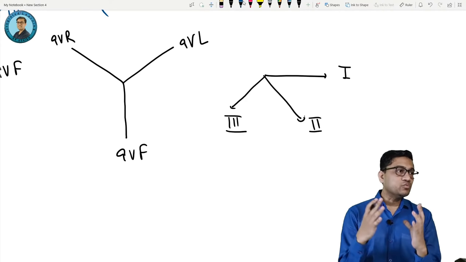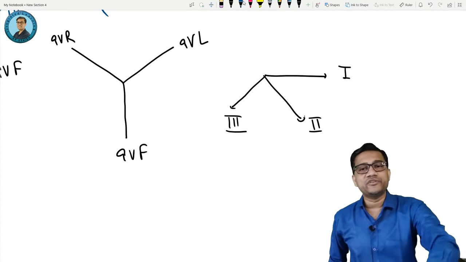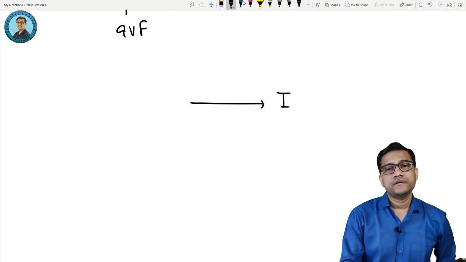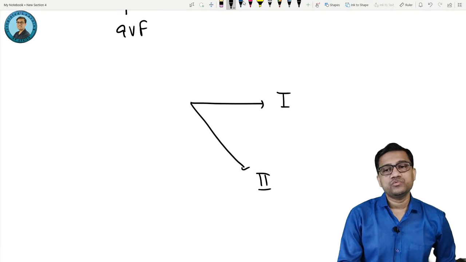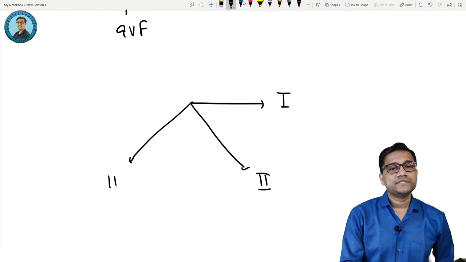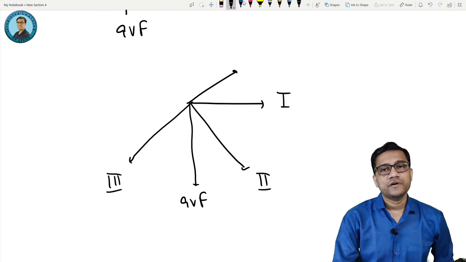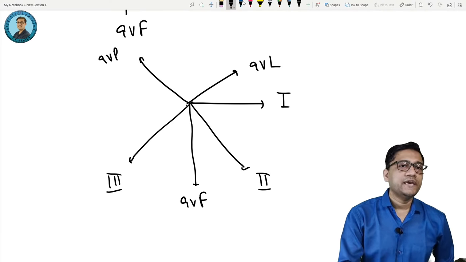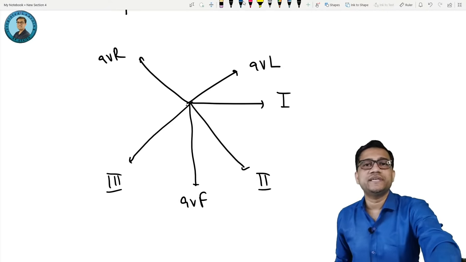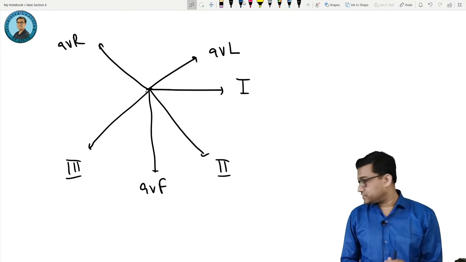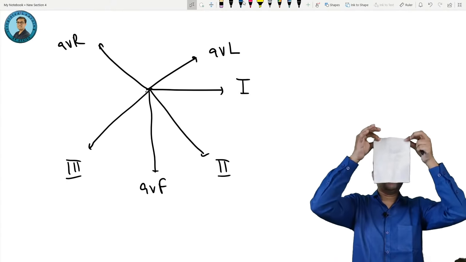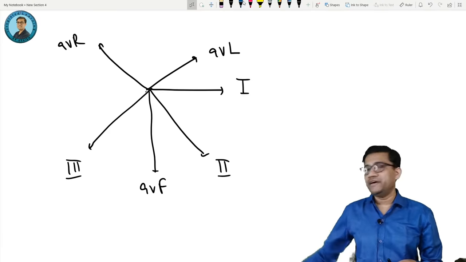And if you combine the two, what will you get? This is the final picture which you see often in the books. This is 1, this is 2, this is 3. This is AVF, AVL, and this is AVR. So these are the 6 leads. Which plane is this? This is our vertical plane. Top, bottom, right, left. Done.